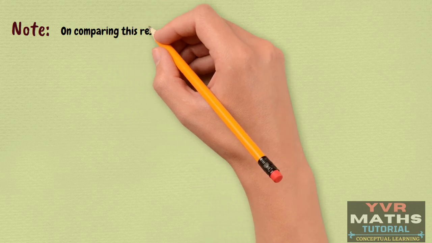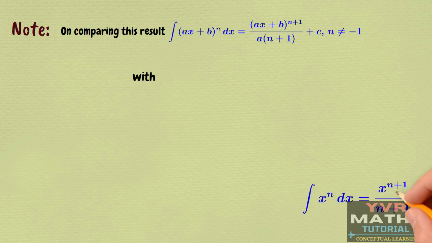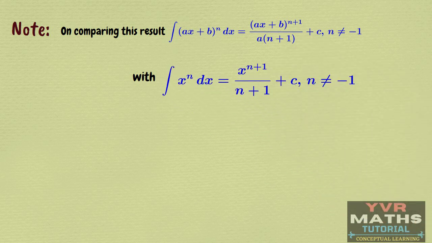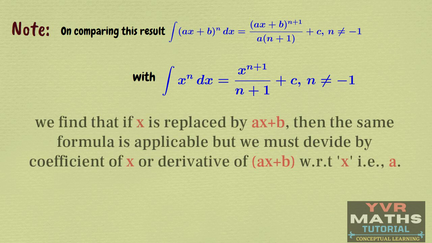On comparing this result, integral of (ax plus b) whole power n dx is equal to (ax plus b) whole power n plus 1 by a into (n plus 1) plus c, with integral x power n dx is equal to x power n plus 1 by n plus 1 plus c, we find that if x is replaced by ax plus b, then the same formula is applicable, but we must divide by the coefficient of x, or the derivative of ax plus b with respect to x, that is small a. So compare both the formulas. I hope you understand.